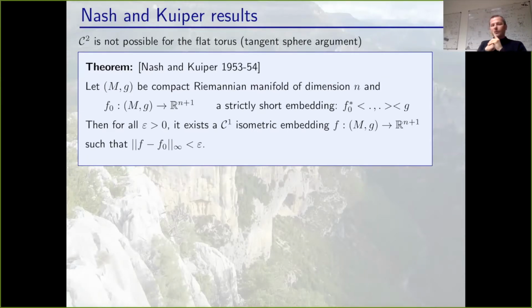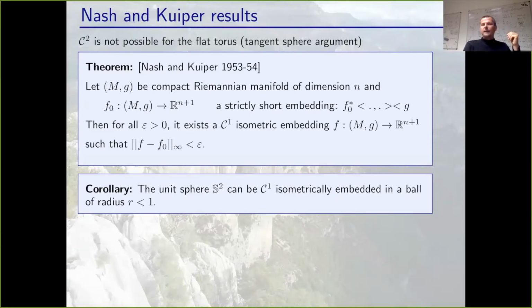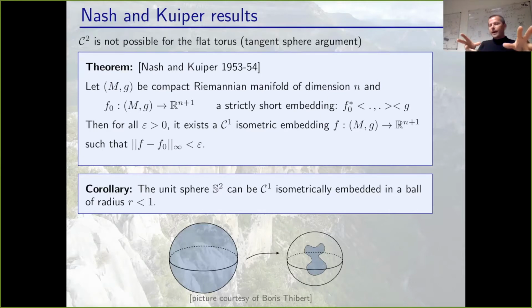And what is really striking also is the fact that you can do that in every epsilon neighborhood of your strictly short embedding. So let me explain why it is a little bit striking. For instance, a consequence of this theorem is the fact that you can isometrically embed a ball of radius strictly less than 1 into S2. Okay, so you can do that in an isometric way, preserving a C1 regularity.